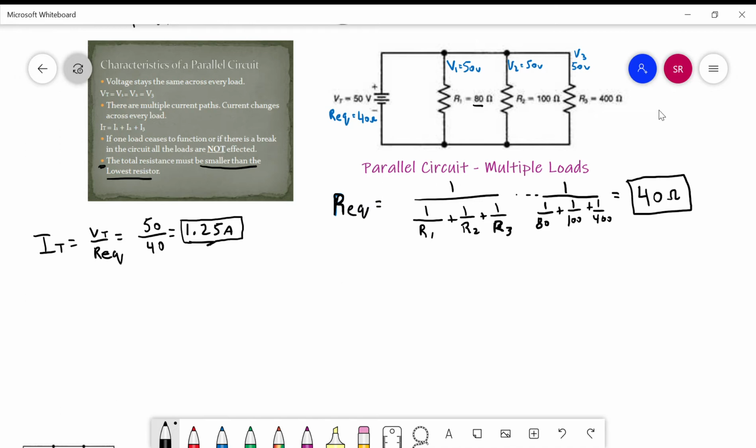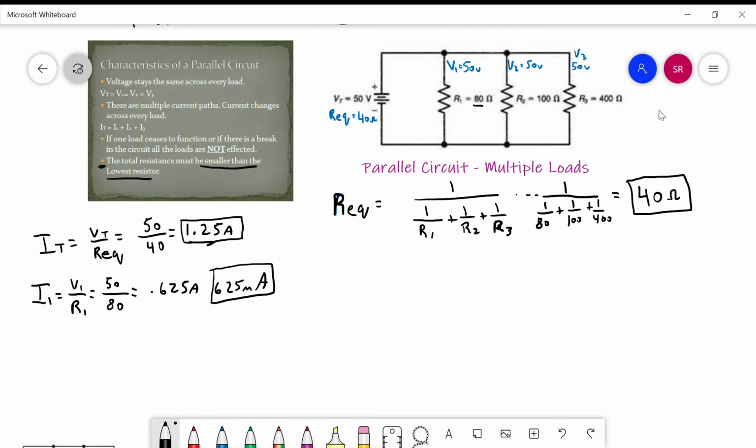Let's do I1 next. I1 is going to be V1 over R1. My V1 is 50 and my R1 is 80. And what do I get for I1? Well, I got 0.625 amps, or 625 milliamps. I'm going to box my answer.